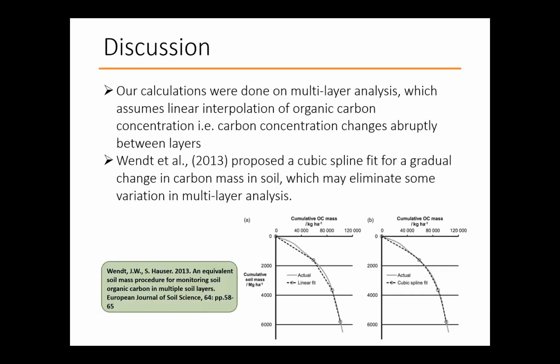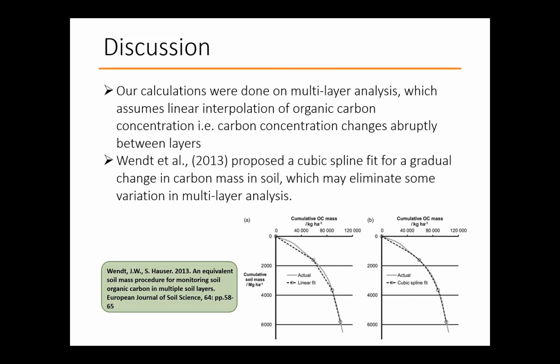So one of the things that we did assume in this field: I have talked about bulk density in this data, but what about organic carbon? The organic carbon, we assumed linear interpolation. What does that mean? That the organic carbon changes abruptly from one layer to the other, so that we used one concentration for the first layer, one concentration for the second layer and the third layer.